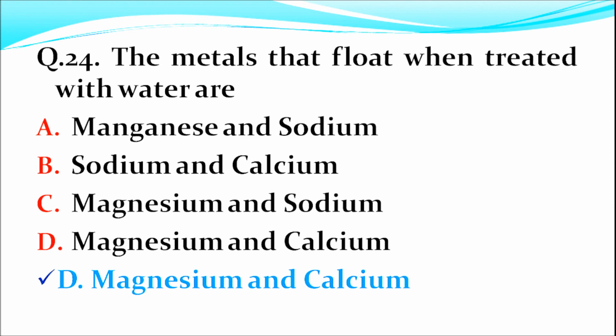The metals that float when treated with water are option A manganese and sodium, option B sodium and calcium, option C magnesium and sodium, option D magnesium and calcium. Correct answer is option D. Magnesium and calcium are metals that float when treated with water.